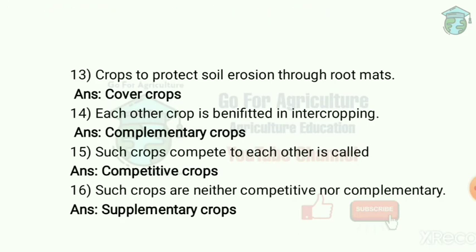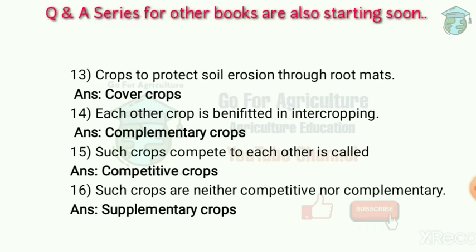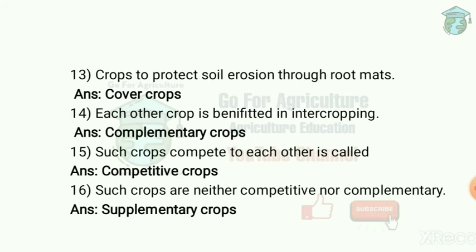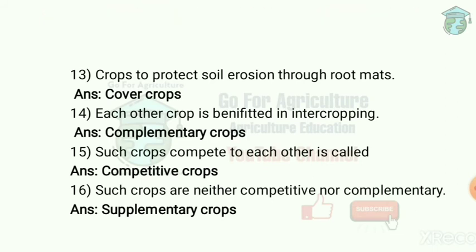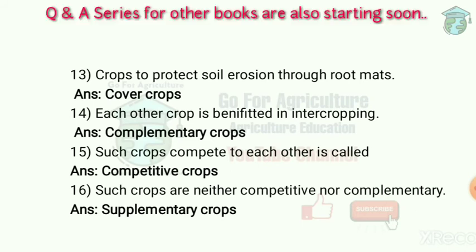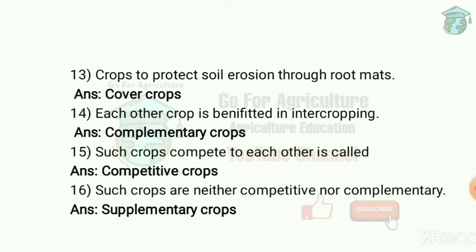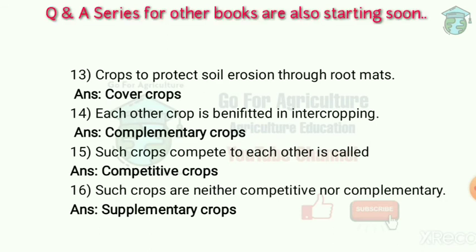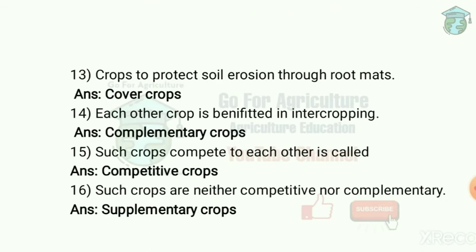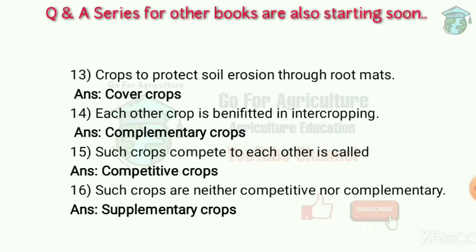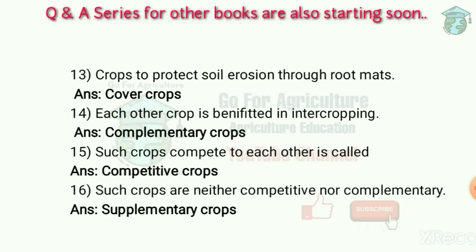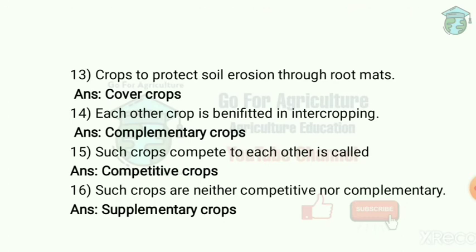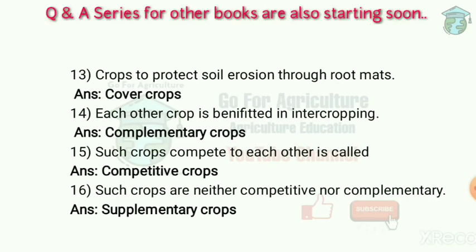Such crops that compete with each other are called competitive crops. Two cereals, rice, wheat, these are competitive crops. They compete for nutrients, light. Next question. Such crops that are neither competitive nor complementary are called supplementary crops. For example, maize plus cowpea. Here no benefit occurs, no competition occurs. Example is maize and cowpea.